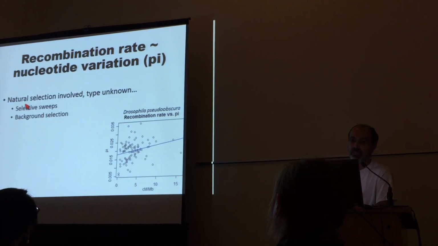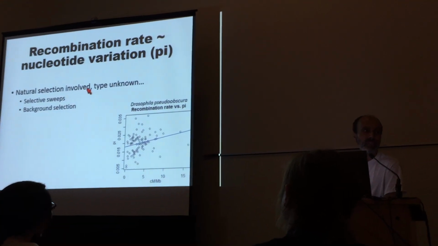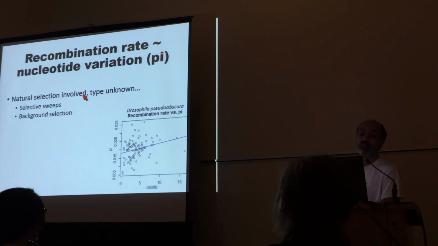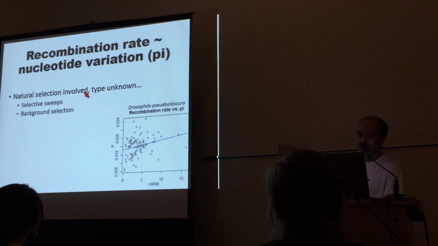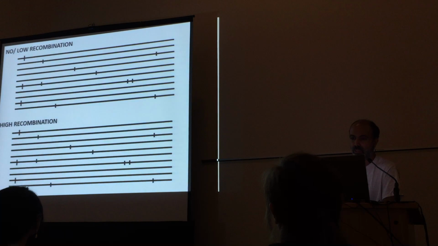It's long been suggested that natural selection is involved in this, but the type of selection has been uncertain. Two prevailing hypotheses are selective sweeps and associated hitchhiking, hence the thumbs up, or background selection. So let me go over each of those in turn.